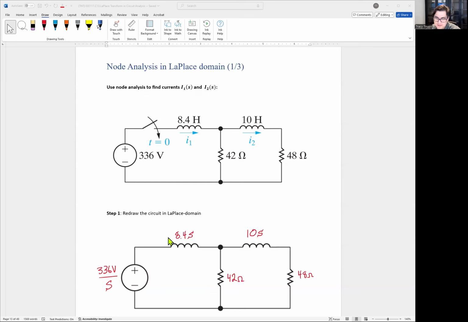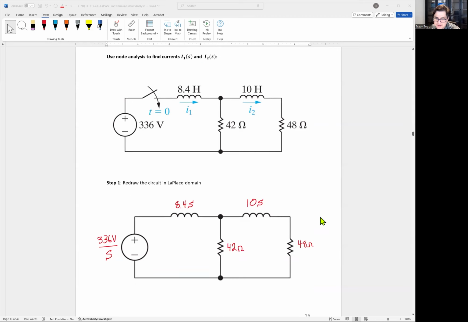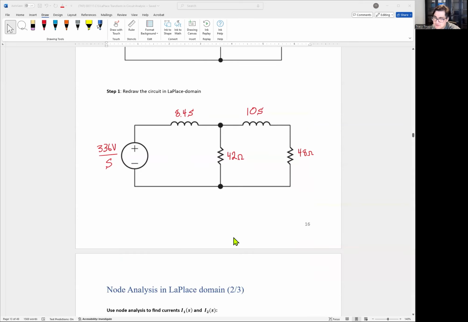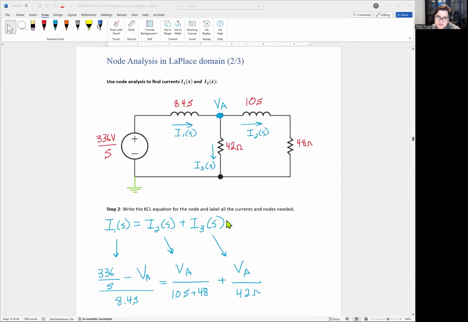Inductor 8.4 Henry turns into 8.4S. Inductor 10 Henry turns into 10S, and the two resistors follow with us. Okay, so now the circuit is in the Laplace domain. We could treat all your inductors as additional resistors. Now we can start doing node analysis.